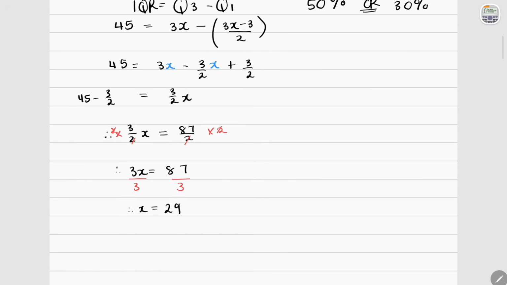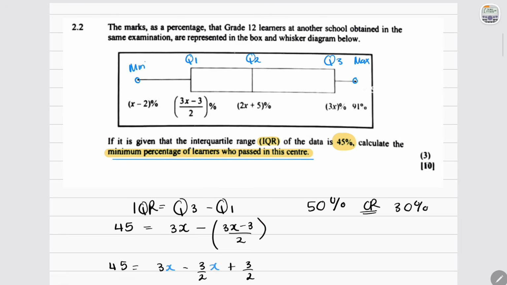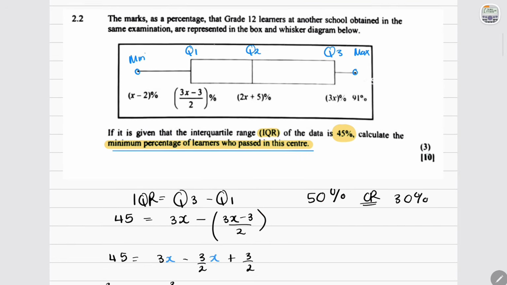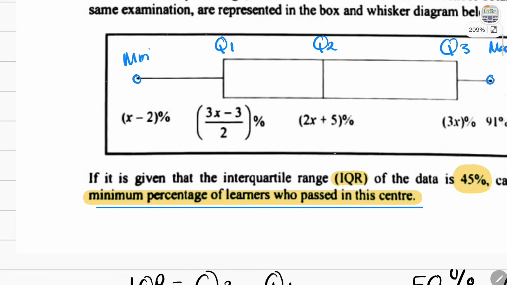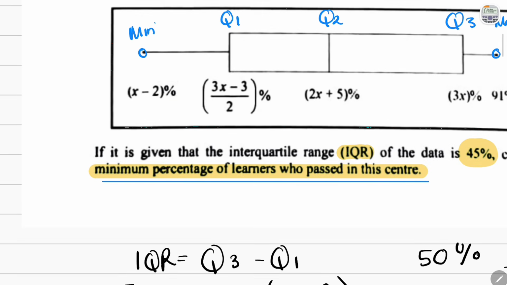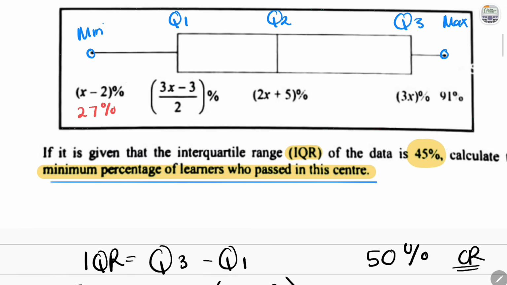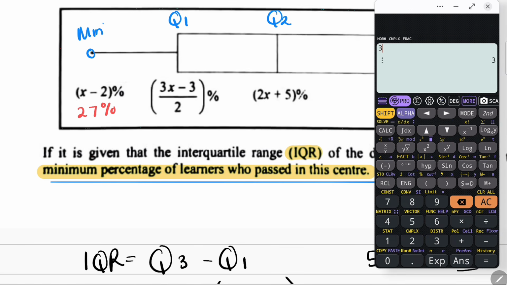Okay, now I'm going to take these and put them into these quartiles, so that I can see the marks that were gained, by what percentage of students. So here's the thing. With the minimum, let's put that in. If you say x minus 2, you know that x is 29. 29 minus 2 is 27. So the lowest mark scored was 27%. And then when we're looking at Q1, you just have to put x in there. So 3 times 29 minus 3, all over 2. And that gives us 42%.